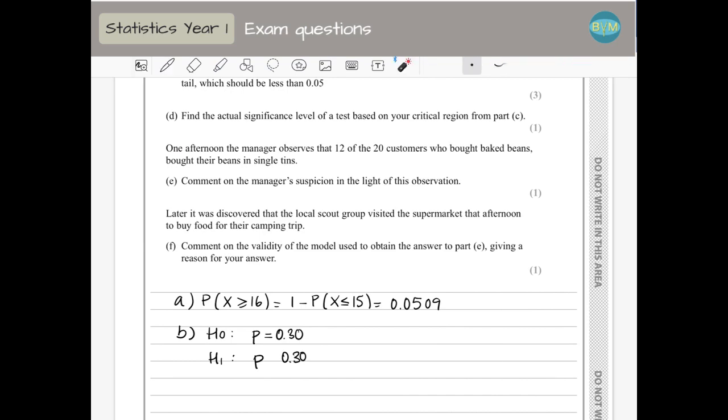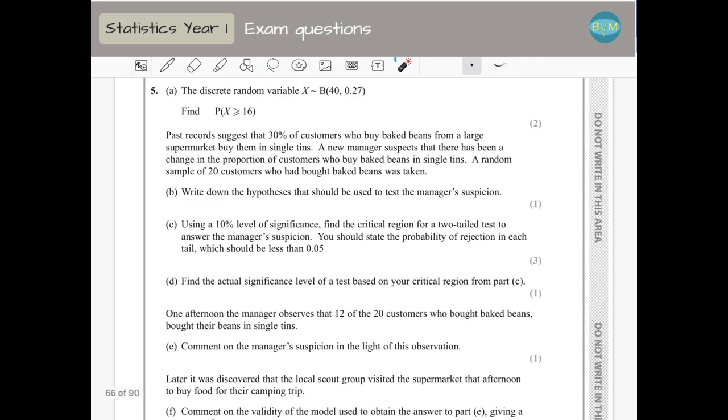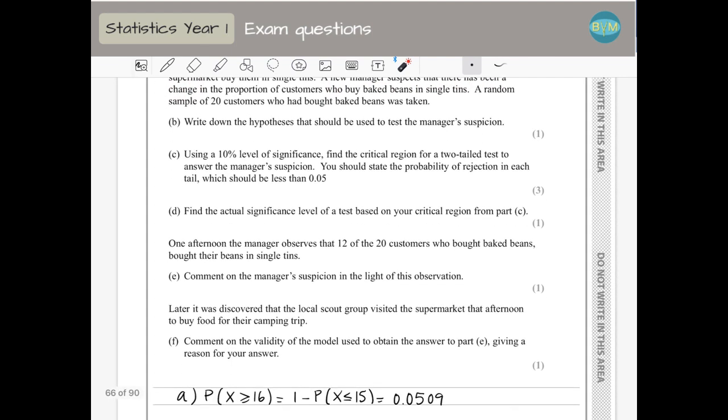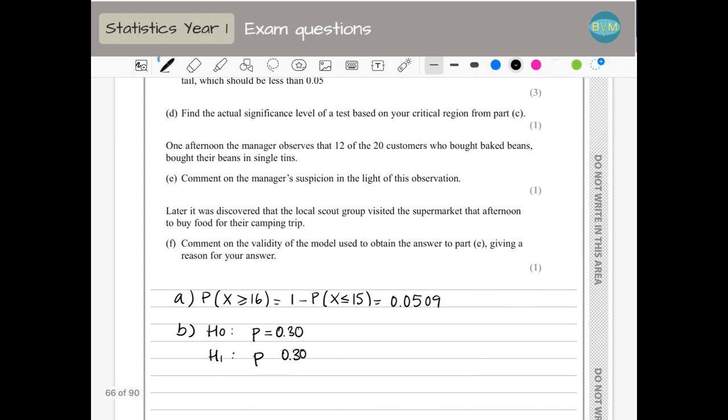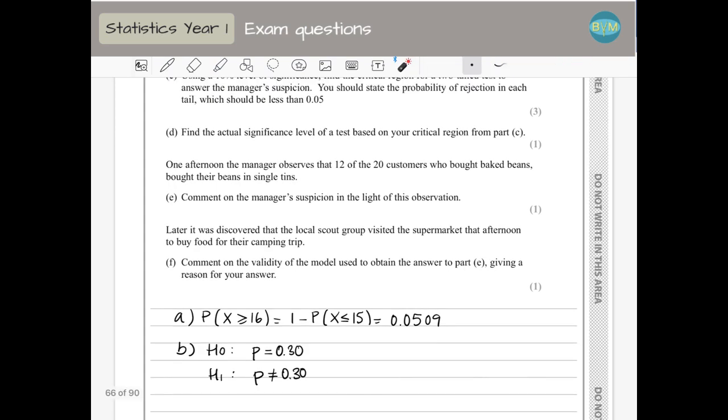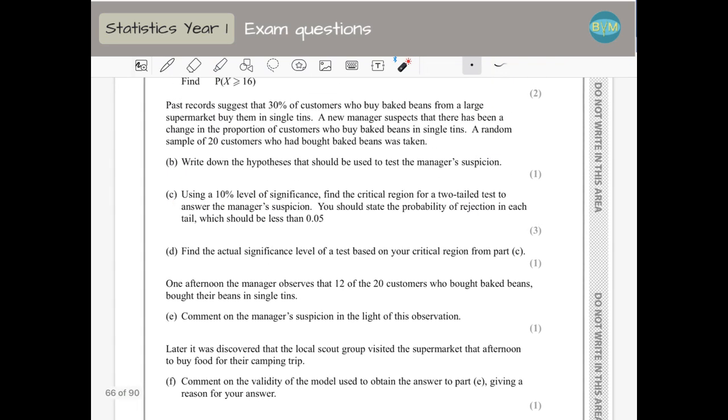And I have to read the question to decide which. They say a new manager suspects that there has been a change. So they don't say if it's smaller or greater, it's just a change. So my alternative hypothesis is going to be different, a two-tailed hypothesis test. They say, part C, using a 10% level of significance, find the critical region for a two-tailed test to answer the manager's suspicion. You should state the probability of rejection in each tail, which should be smaller than 0.05.